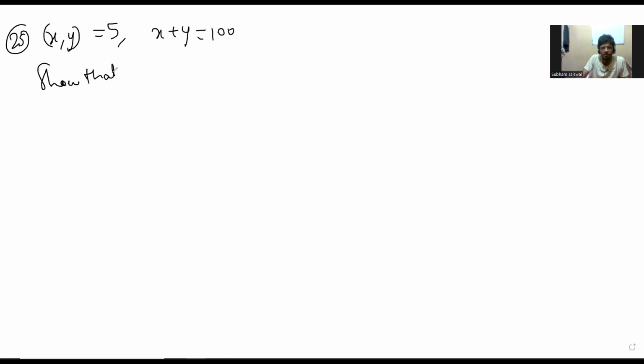Prove that there are infinitely many pairs of integers x comma y. Let's do this one. So 25: the GCD is 5, and the sum is 100. Show that there are infinitely many integers satisfying the above. Obviously, for natural numbers, there will be only finitely many.